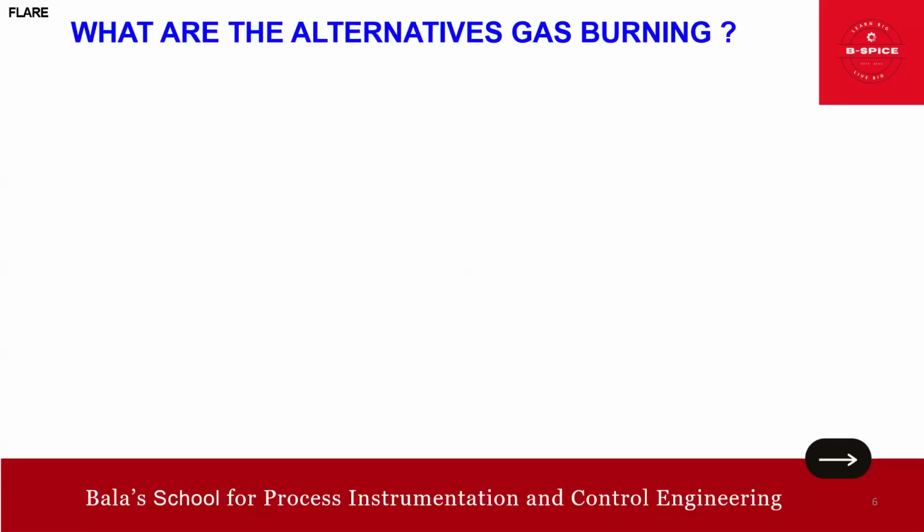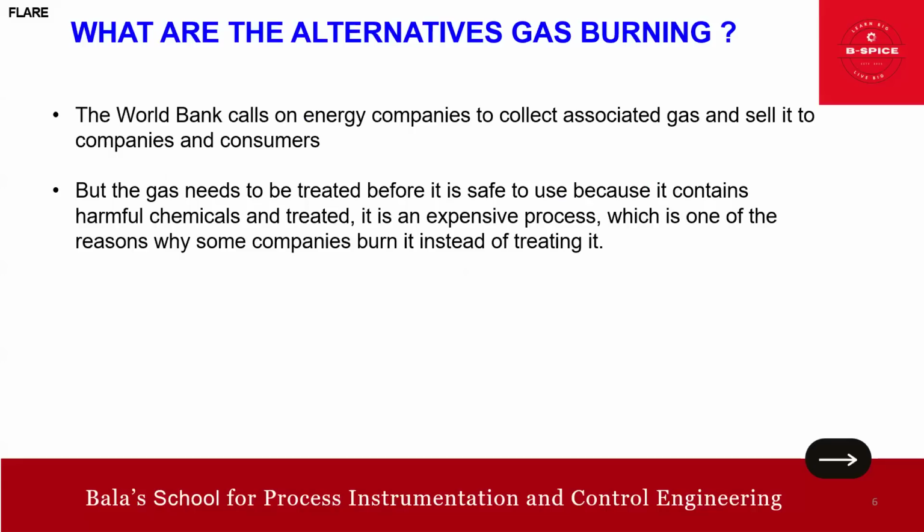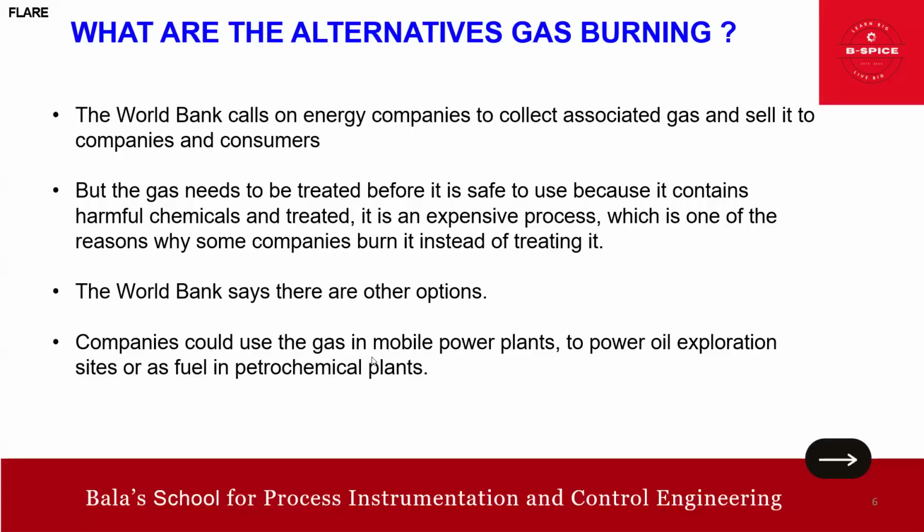Now, what is the way? What are the alternatives to gas burning? The World Bank calls on energy companies to collect associated gas and sell it to companies and consumers. But the gas needs to be treated before it is safe to use because it contains harmful chemicals. The treatment is an expensive process, which is one of the reasons why some companies burn it instead of treating it. The World Bank says there are other options. Companies could use the gas in mobile power plants to power oil exploration sites or as fuel in petrochemical plants.